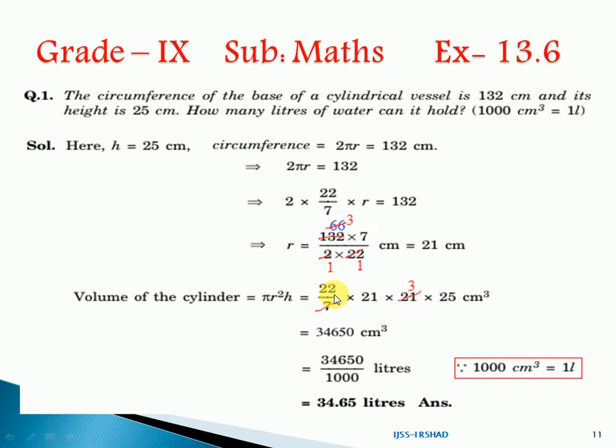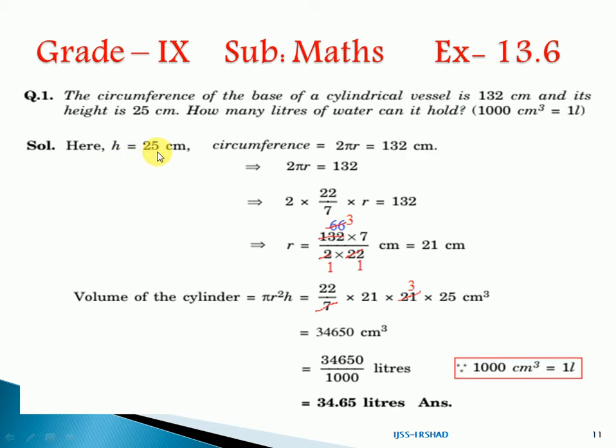Let's have question number 1. Question number 1 is the circumference of the base, not the area. Circumference of the base of a cylindrical vessel is 132 centimeter and its height is 25 centimeter. How many liters of water can it hold?